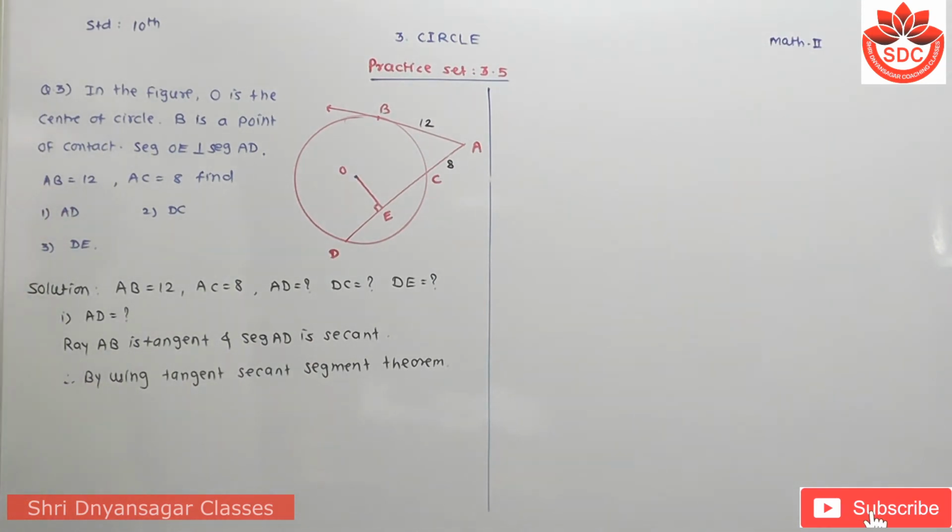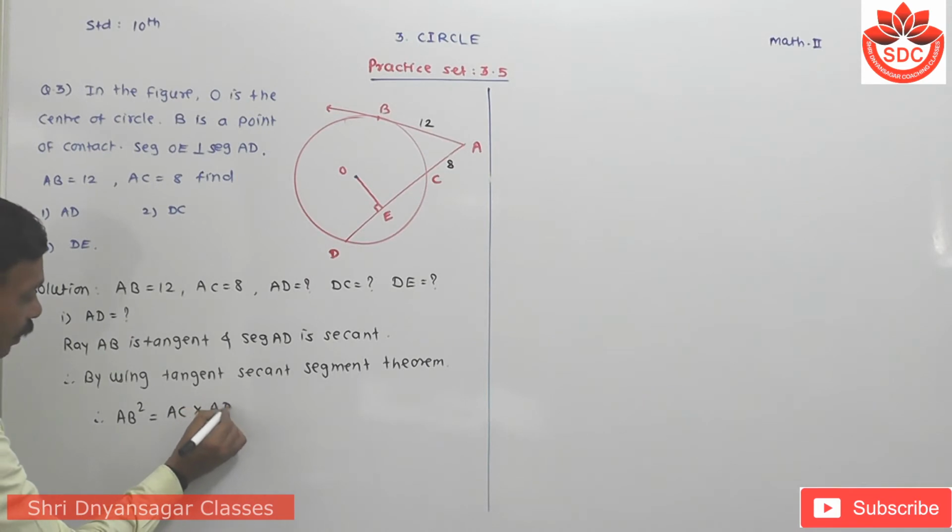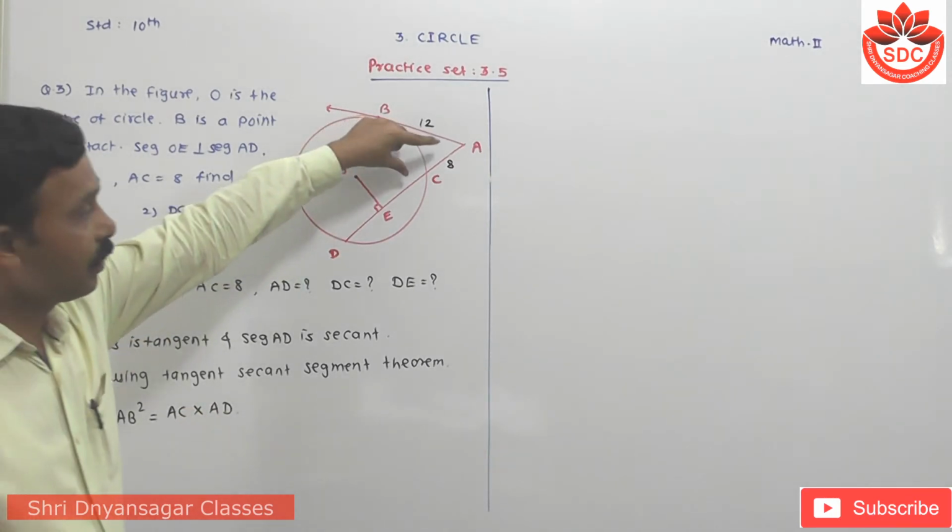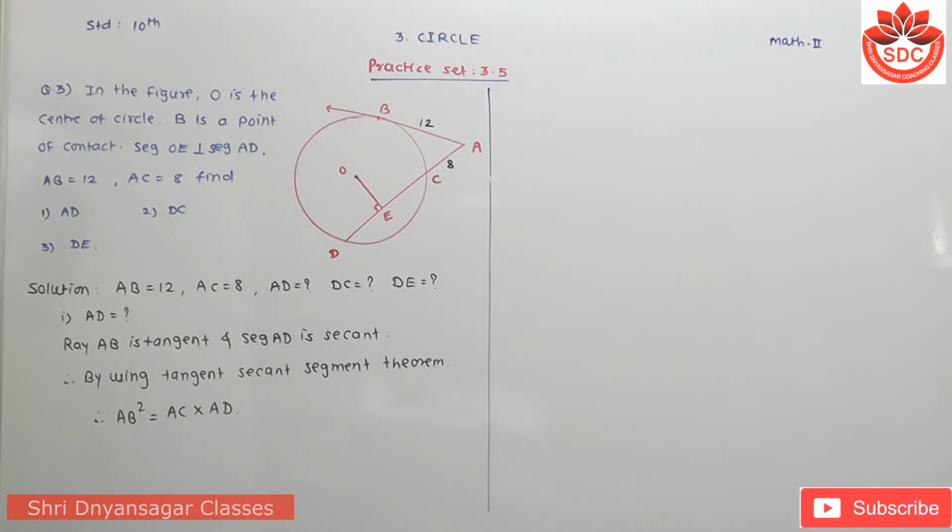By using this, we write here AB square is equal to AC into AD. Substitute this value. Value of AB is 12, AC is 8, AD we have to find. Then I have to transpose it to the other side. We write here 12 into 12 upon 8 is equal to AD.